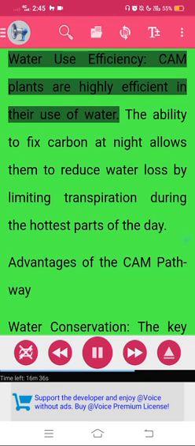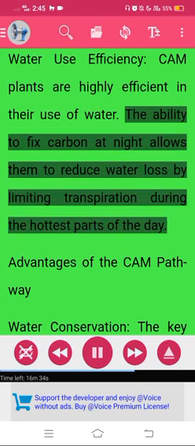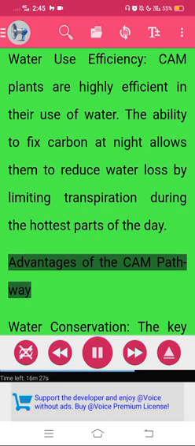Water use efficiency. CAM plants are highly efficient in their use of water. The ability to fix carbon at night allows them to reduce water loss by limiting transpiration during the hottest parts of the day. Advantages of the CAM pathway.